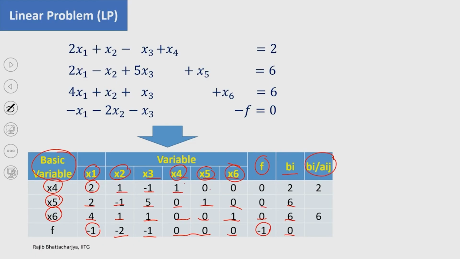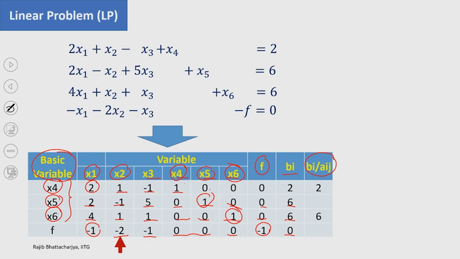Because the coefficient of x4 in the first equation is 1, for the other equations that is 0. Similarly, the coefficient of x5 in the second equation is 1, for other equations it is 0, and for x6 in the third equation the coefficient is 1, and for other equations it is 0. So, therefore, x4, x5 and x6 are the basic variables, and x1, x2, x3 are non-basic variables.